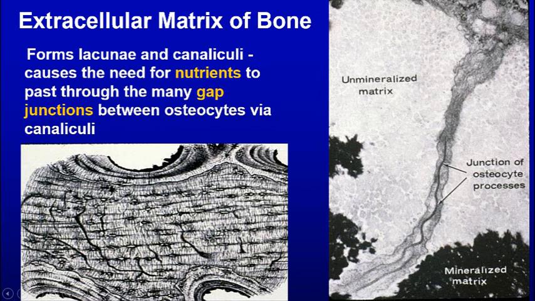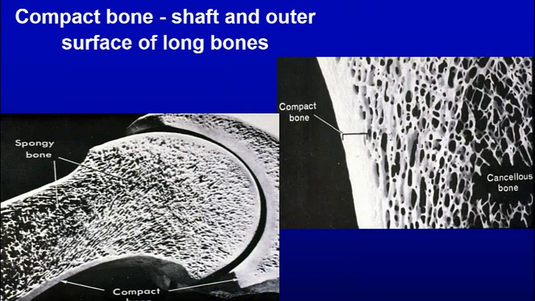Bone has living cells. They're not dead. They're living, and it's the canaliculi that allow it to override the fact that bone is non-diffusible. Now, you don't have canaliculi in cartilage because the cartilage is diffusible. Nutrients can diffuse through, but they can't in bone.